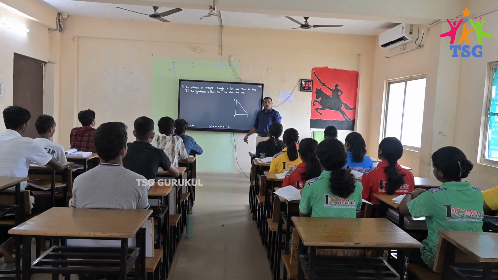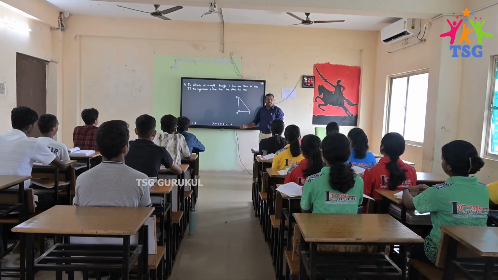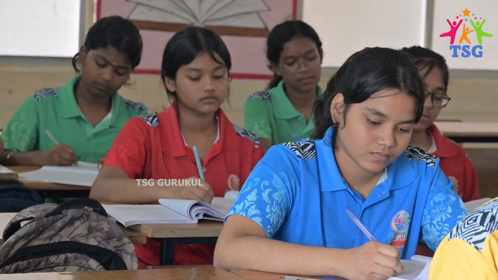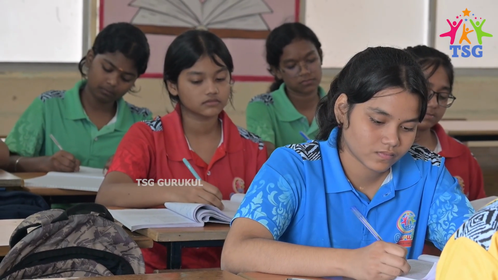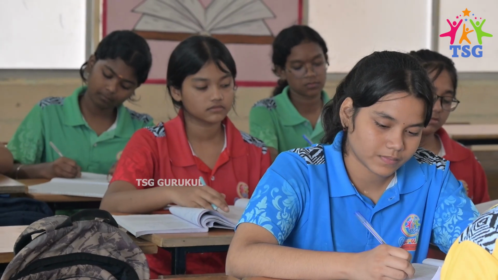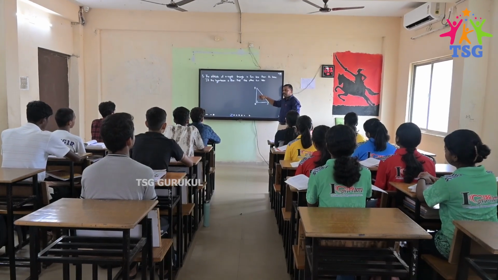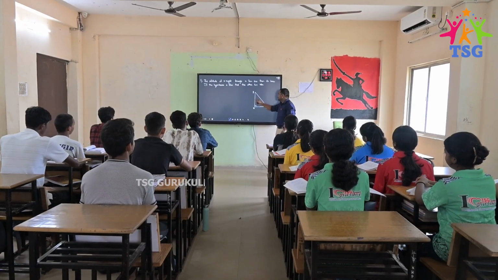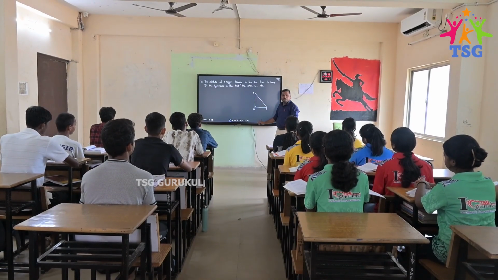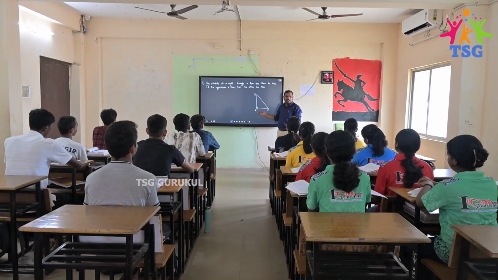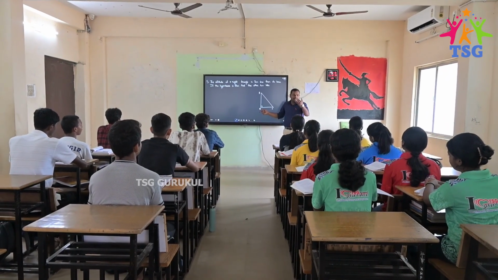Is that clear? But which side is the altitude and which side is the base? Can anyone say? Which side is base and which side is altitude? BC is the base and AB is the altitude. Why can you say that BC is base and AB is altitude? Why can't you say that AB is base and BC is altitude? Anybody? Stand and tell.